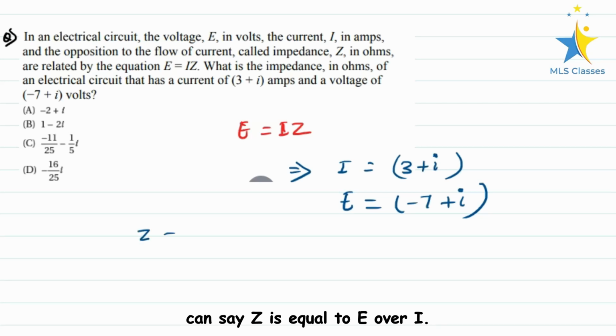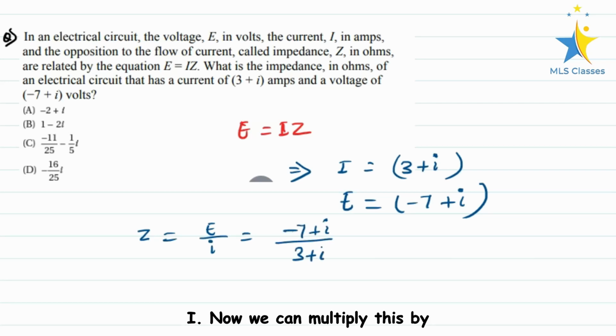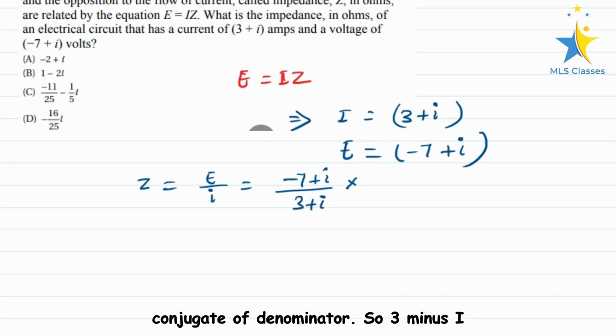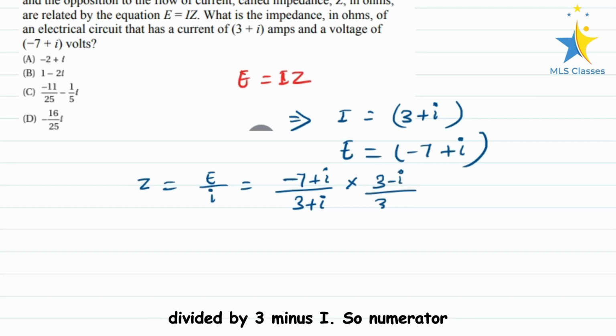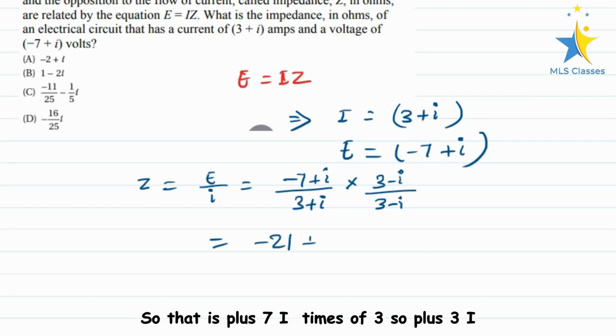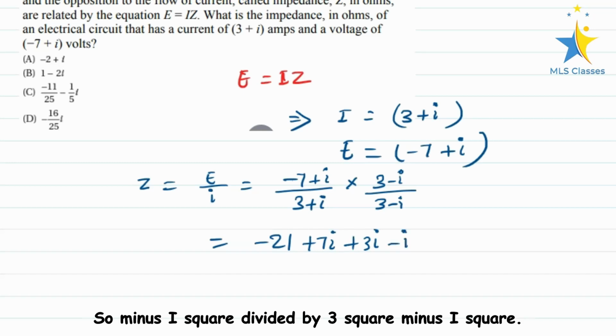So we can say Z is equal to E over I. That can be written as (-7 + i) over (3 + i). Now we can multiply this by its conjugate, the conjugate of the denominator, so (3 - i) divided by (3 - i). The numerator becomes negative 7 times 3, that is negative 21. Negative 7 times negative i is plus 7i. i times 3 is plus 3i. And then i times negative i, so minus i squared, divided by 3 squared minus i squared.